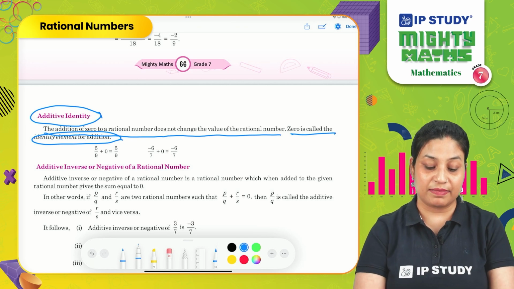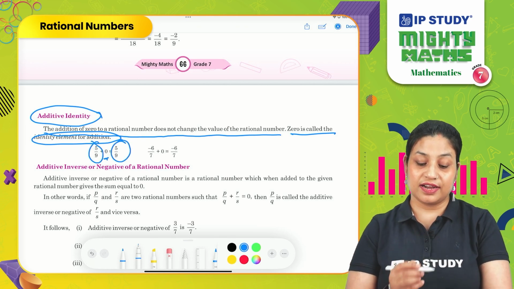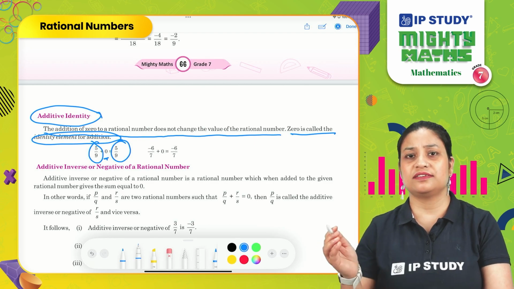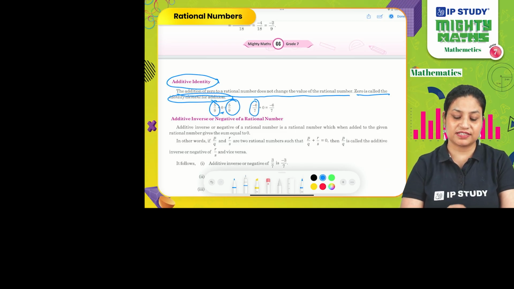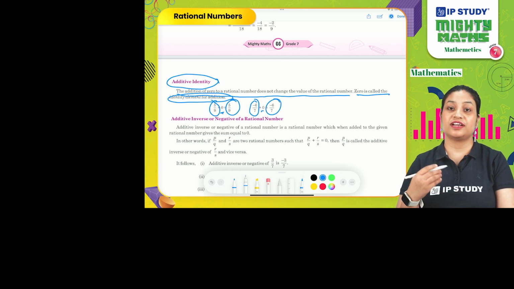If you have 5 by 9, if you are adding 0 to it, what will you get? You will get 5 by 9 itself. Right? In the same way, if you are taking any negative rational number, say minus 6 by 7, and if you are adding 0 to it, what will you get? You will get minus 6 by 7 as your rational number. So I hope you have understood this.